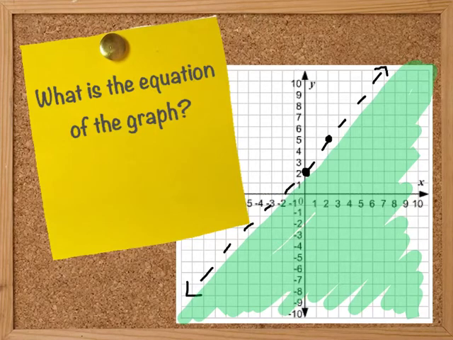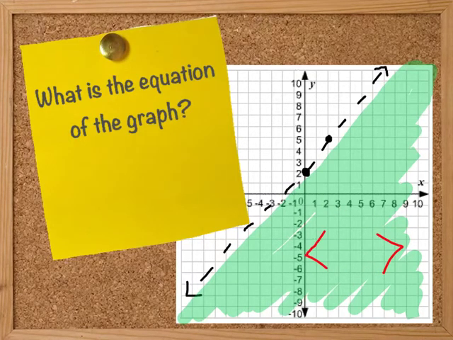Looking at this graph right off the bat, we're just going to start looking at the line. First of all, we see that it's a dashed line, so that means that my inequality is either going to be a less than or a greater than. If it was a solid line, it would be less than or equal to or greater than or equal to. But again, since it's dashed, we will use one of these inequalities.